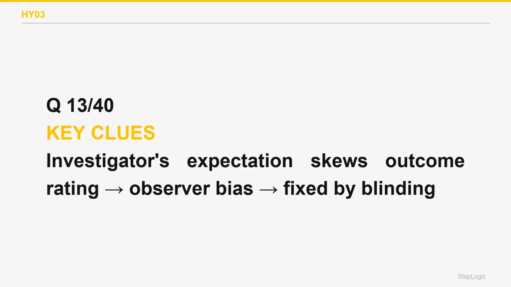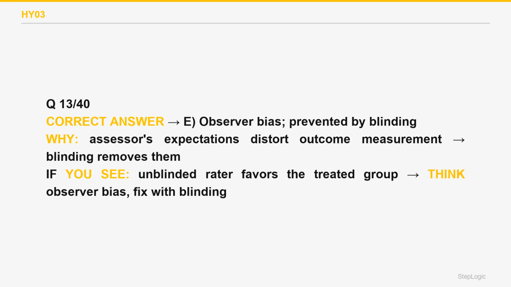Observer bias, or assessment bias, occurs when the person measuring the outcome lets their expectations shape the result, here rating the treated group as better because he assumes the drug works. The fix is blinding the assessor to treatment assignment, so expectations cannot influence the ratings. The correct answer is E.